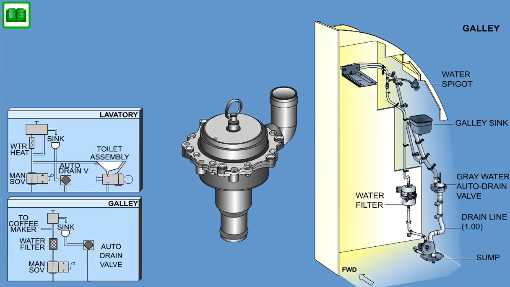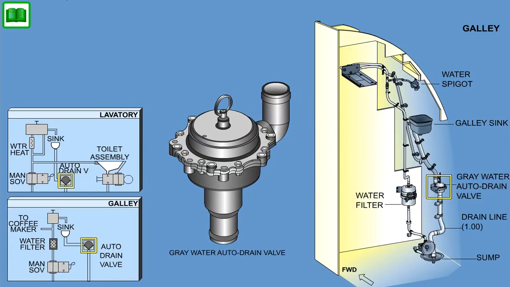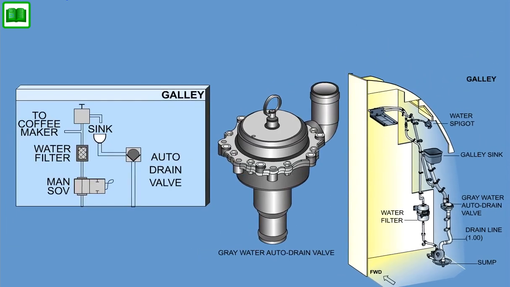Gray water auto drain valves are installed below the lavatories and galley sinks. The valve drains the wastewater and prevents the loss of air through the empty and open sink. The design allows continuous water drainage under small fluid heads and prevents backflow. The valves open at a maximum water head of 178 millimeters, 7 inches.